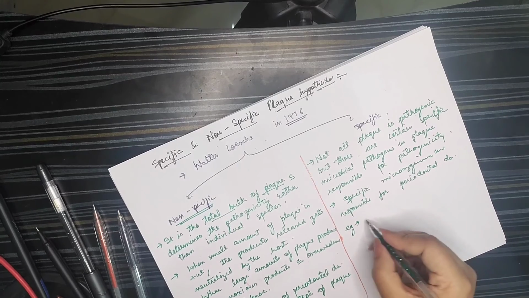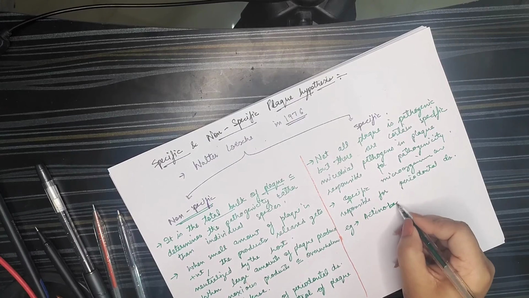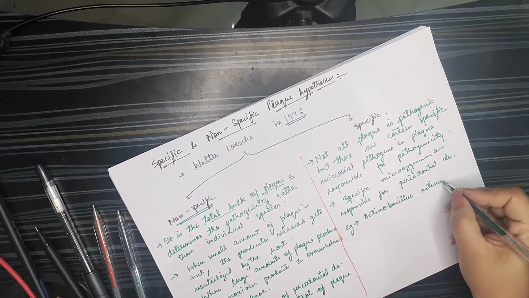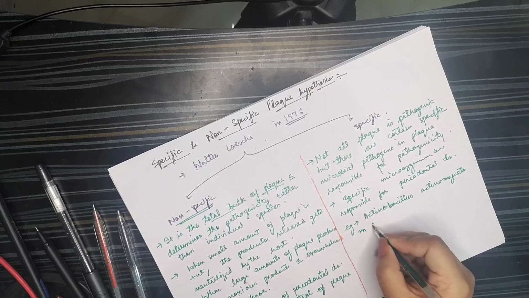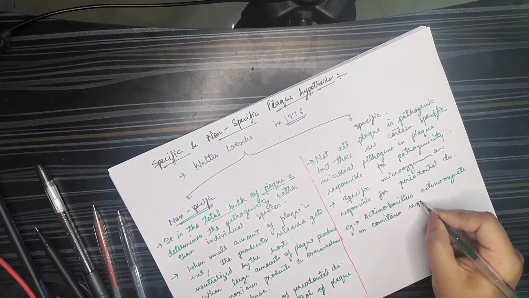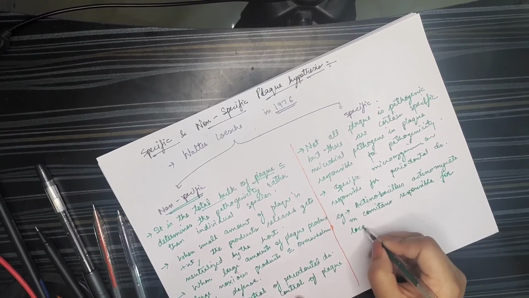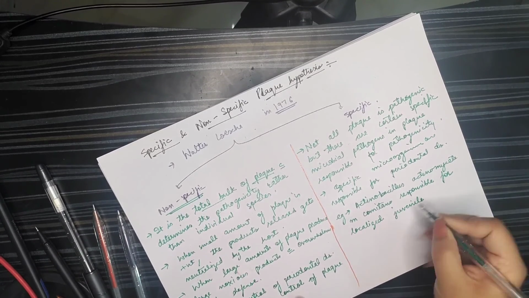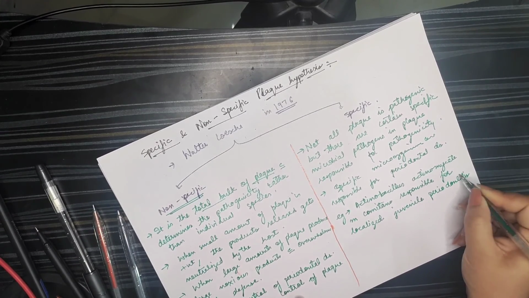For example, Actinobacillus actinomycetemcomitans is responsible for localized juvenile periodontitis. Okay.